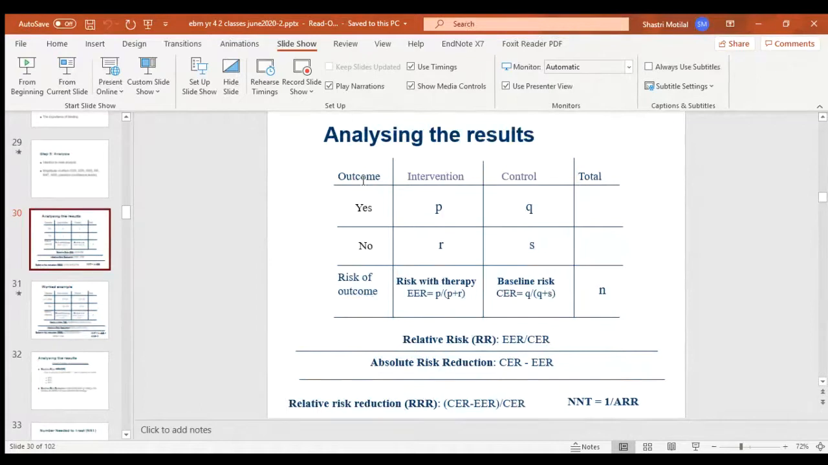The outcome in this case is something bad. So yes, the outcome means the bad thing occurred. So if we are looking at whether patients survived or died, the outcome would be death, and yes refers to the person dying. So we usually report on the outcome we're trying to prevent. We usually report on the bad thing. Because if you notice, all the words on the slide, relative risk reduction and absolute risk reduction, they all have in common the word risk. And risk is the chance of something bad happening.